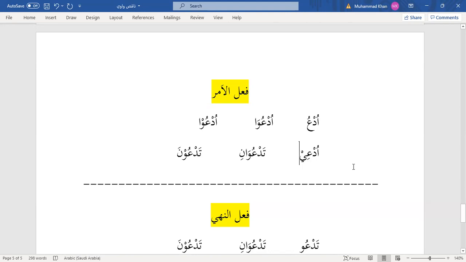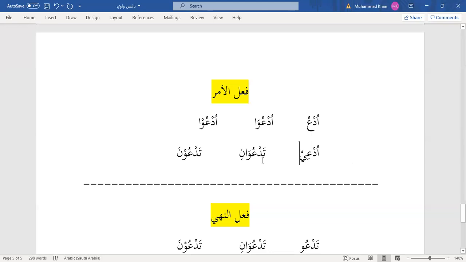Indama tadhabina ila Makkah, ud'i li. When you go to Makkah, pray for me. Ud'i li. And when you say this to your brother or your father or your husband, you say, ud'u li, you pray for me.